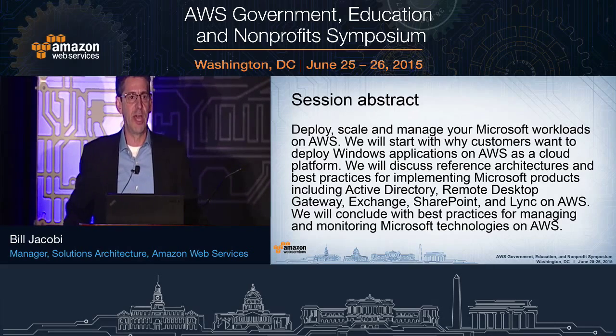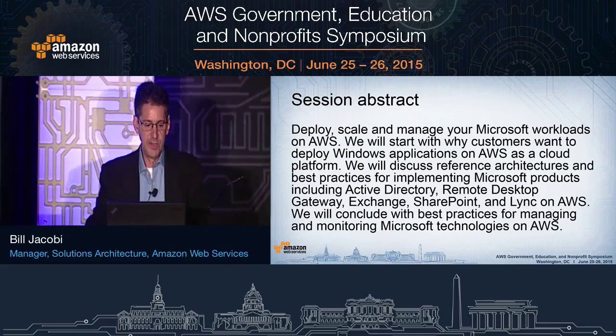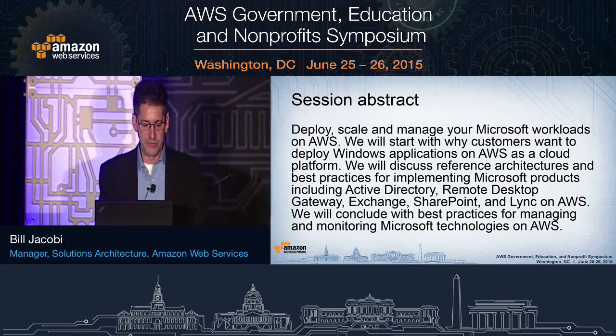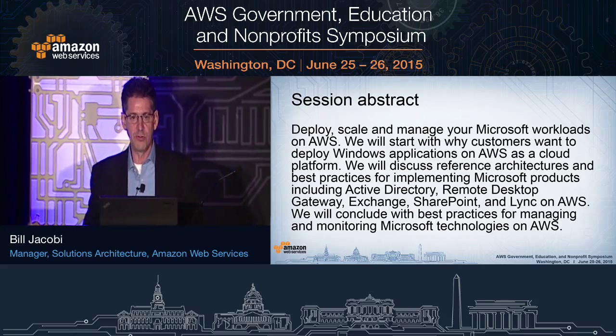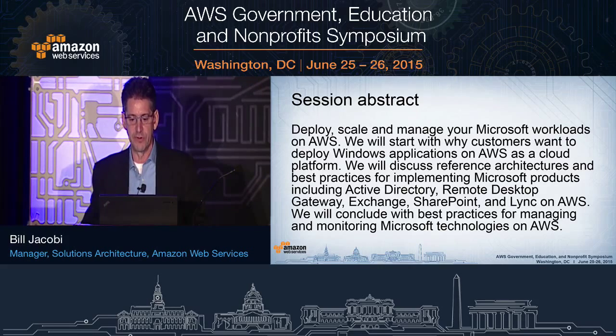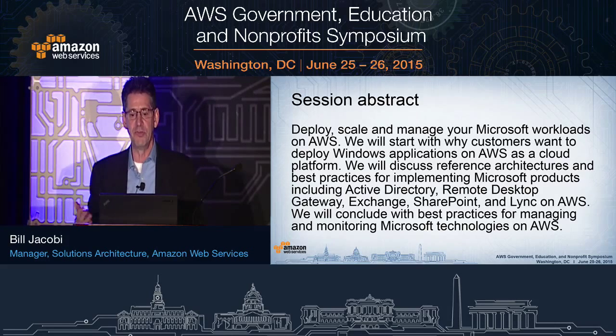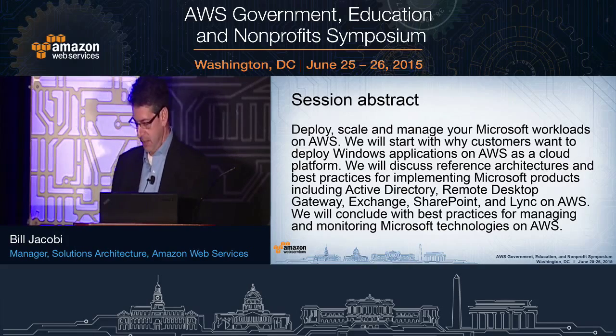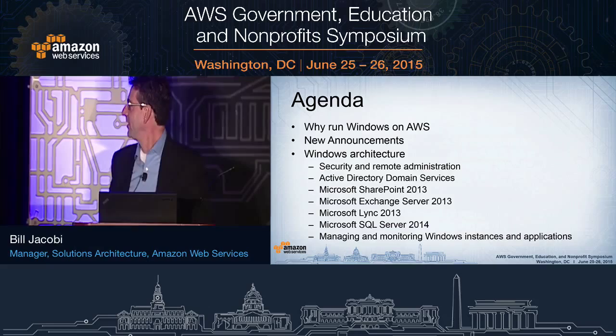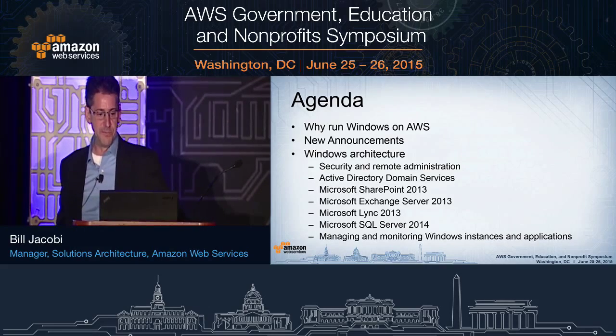And I won't recount this. This is the overall session abstract that was the basis for my agenda. And the agenda is really 3 parts. Why run Microsoft technologies and servers on Amazon Web Services? Some new announcements that took place in the last week. And then the bulk of the presentation will really be all about the architecture for running Microsoft servers in AWS, along with a hybrid implementation. So I'll really talk about both cloud and on-prem. And let's try to keep up. So that's the brief agenda.